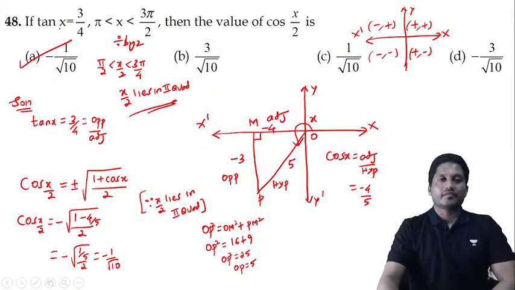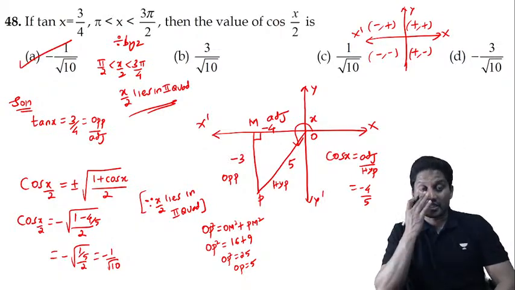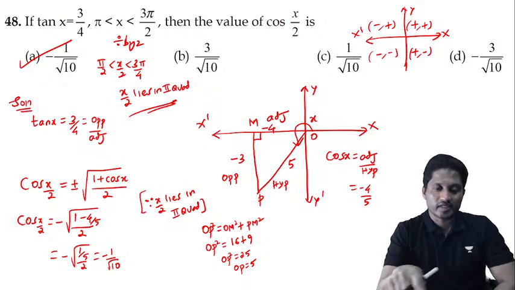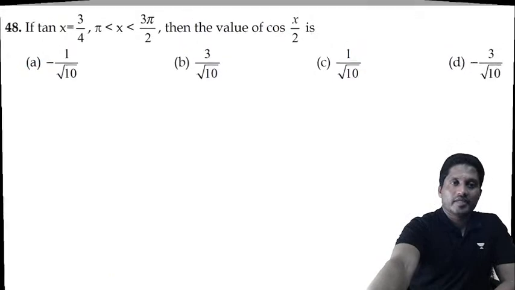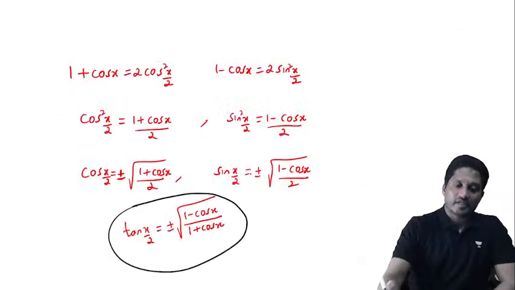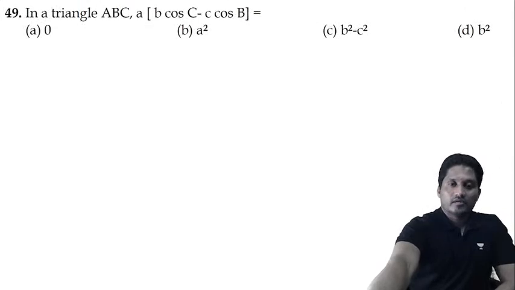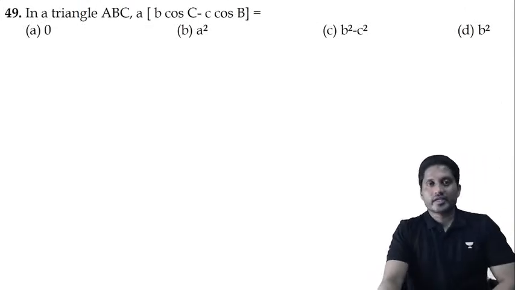Alright, you want similar questions for practice? Take the NCERT textbook. In the Miscellaneous exercise, there are 4 questions and one worked out example, a similar problem. The same logic you have to apply, and make sure that you know the half angle formula. Right, now let's move to the next question.